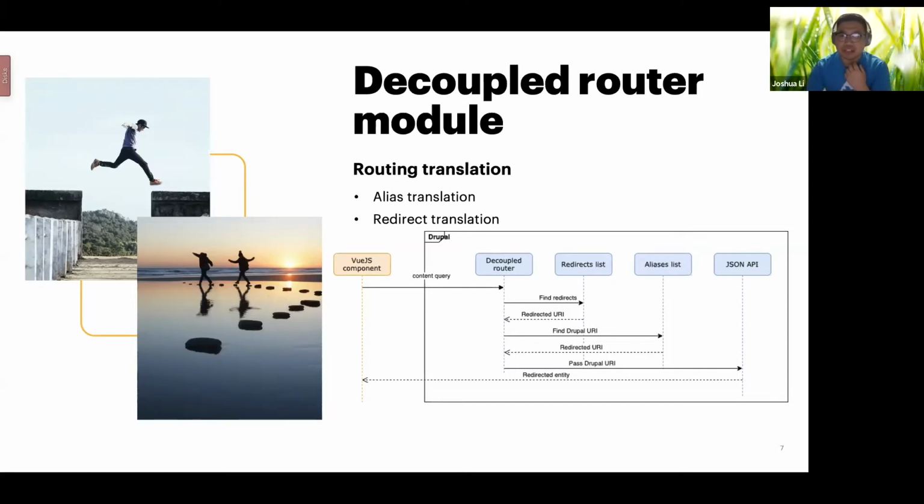I drew a small second diagram here to explain how it works. When your frontend makes a content query, the Drupal decoupled router module receives the request, then reaches out to the redirect list and alias list within Drupal and tries to find the mapping entity ID. Then eventually it passes the query, the entity ID, to JSON API, and JSON API returns the entity content. So in this way, our frontend doesn't really care about what your node ID or user ID or any ID is. All we know is, okay, I want to know the content from this nice URL. You just need to give me the content or give me the 404.